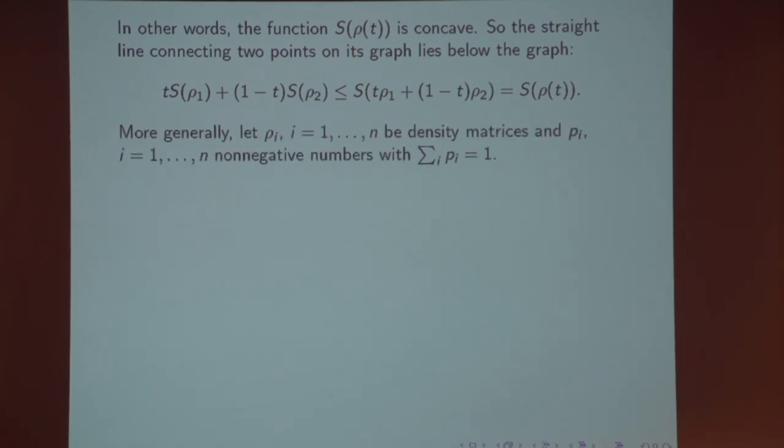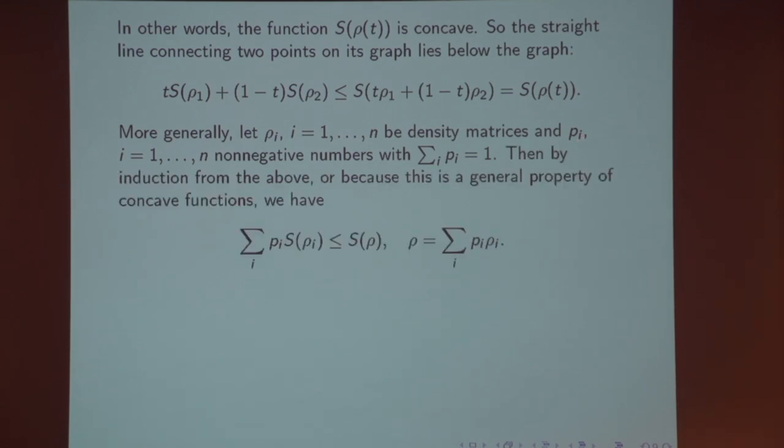And more generally, you could consider any number of density matrices and any non-negative numbers adding up to 1, and a concave function has the property that the average of some of its values is less than the value at the average point. So that generalizes this fact. And you might know it as a fact about concave functions, but also as an exercise, you could try to prove it by induction starting from this. More generally, if you have any number of density matrices, the sum of pi times their entropies is less than the entropy of the average density matrix.